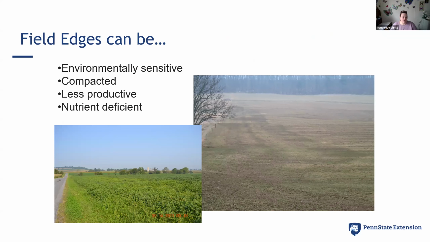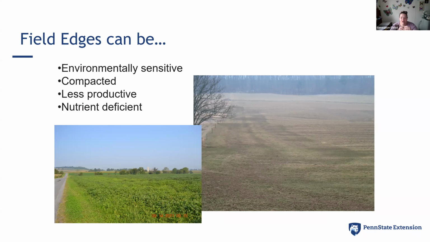So we don't always want to be measuring and doing our calibrations on our field edges. I know that sometimes that is the area where this is going to be occurring, but we want to think about our field edges, not just with manure calibration, but with manure applications also. So thinking about a lot of our field edges can be next to or even part of environmentally sensitive areas. They can be compacted, and so we're going to get a lot less productivity there. So those areas sometimes can be nutrient deficient.